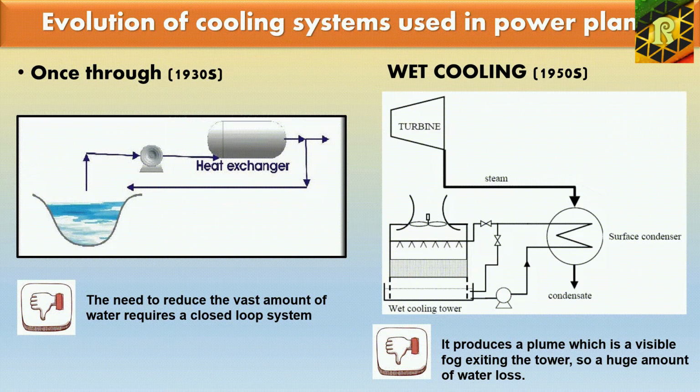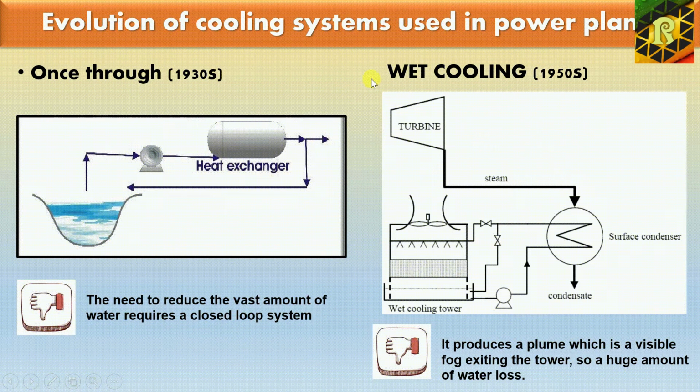Evaluation of cooling system used in power plants. The most ancient cooling system is once-through cooling system. The condensation of steam requires a cooling medium. Water from a river, a stream, a pond or seawater is used as cooling medium. The cold water is pumped through a heat exchanger and the warm water is discharged back to the water source. This is called once-through cooling system. As it is an open loop system, it requires a huge amount of water, which is the main disadvantage of it. So there is a need to reduce the vast amount of water.